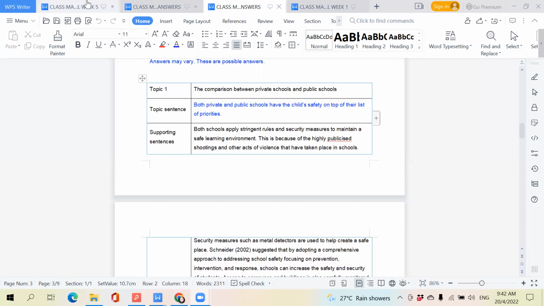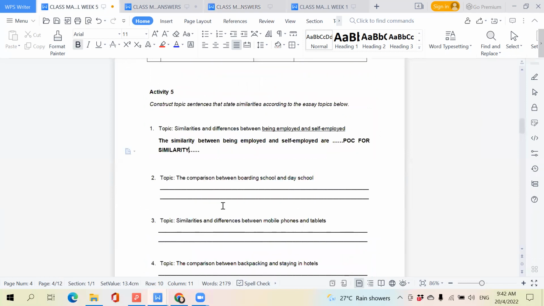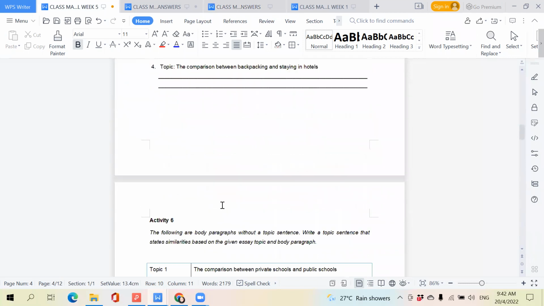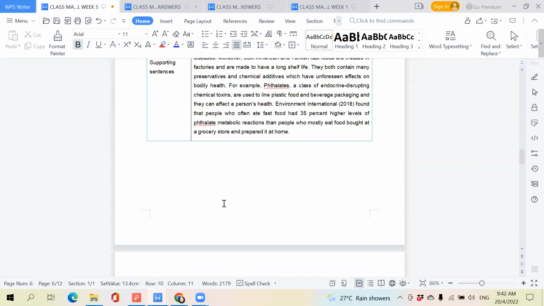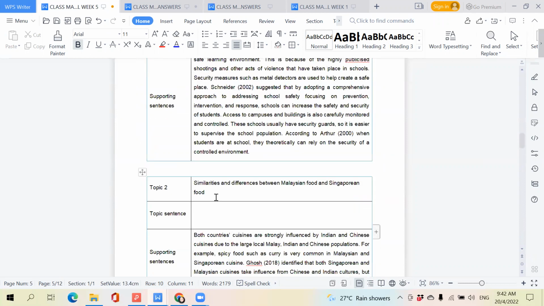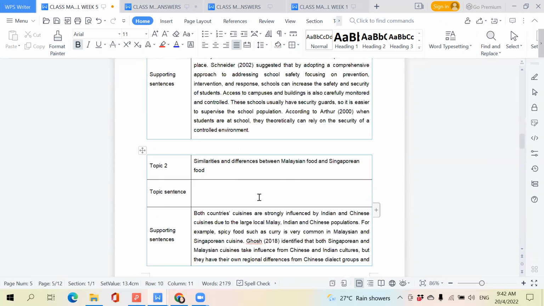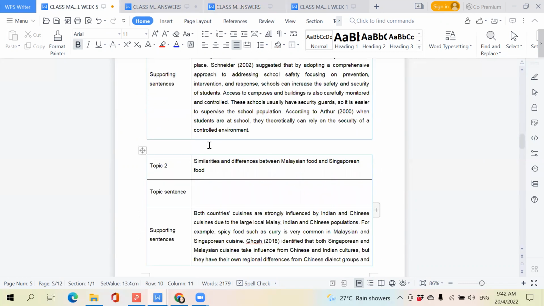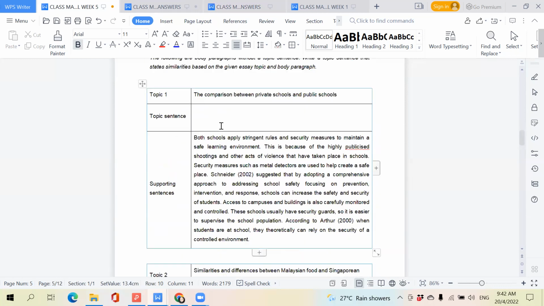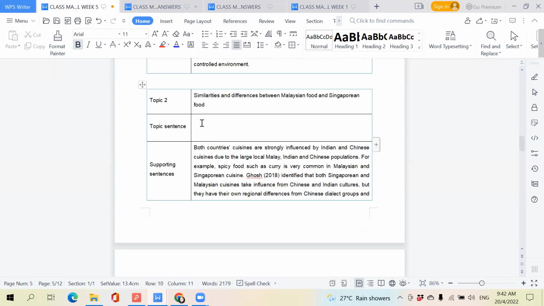Okay. All right. Next. So I want you to complete activity 5, question 2, 3, and 4, as well as activity 6, 2, and 3. Okay. So please look at the topic sentence. Look at the topic. Understand what is the topic. Okay. Then refer to the supporting sentences, and then you will be able to write your topic sentences. Okay. Anyway, I want you to complete activity 5 again, question number 2, 3, and 4, and then go to activity 6, complete topic 2 and 3. Write your topic sentences there.